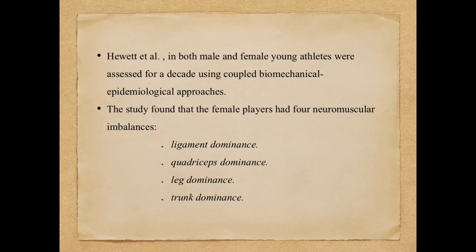So the posterior kinetic chain, the gluteus maximus and medius, the hamstring, gastrocnemius, and soleus do not absorb a sufficient amount of ground reaction force. So the force of ground reaction is transferred to the ligaments.